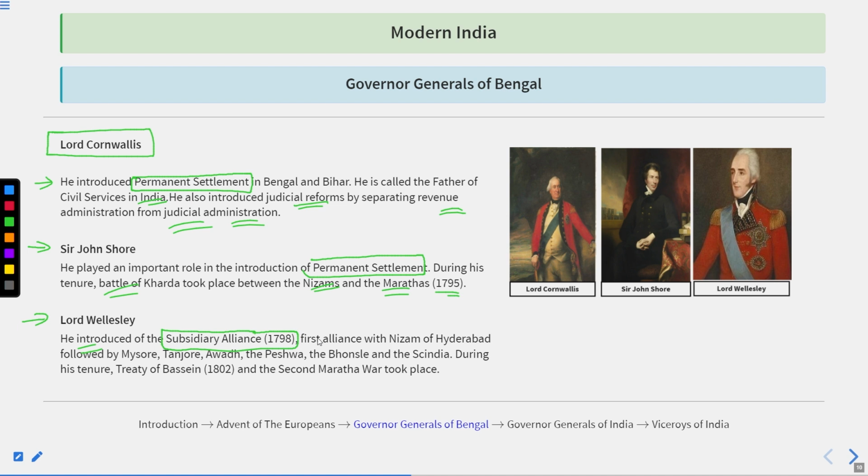The first alliance that was signed, this subsidiary alliance, was with the Nizam of Hyderabad. After the Nizam of Hyderabad, that was followed by Mysore, then Tanjore, then Awadh, and then the Peshwa or the Maratha Confederacy. And among the Marathas, mainly were the Bhosle and the Scindias. During his tenure, the Treaty of Bassein 1802 was signed and the Second Maratha War took place.